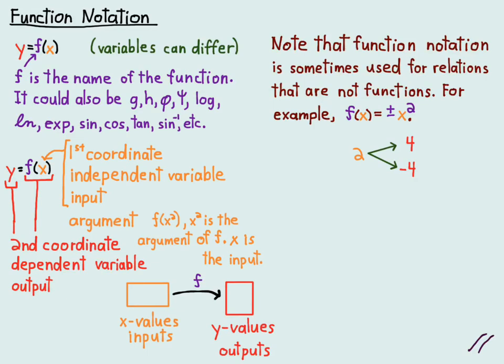Because if I plug in 2 for x, I get plus or minus 4. Right? Just plug it in here, 2. That's 4 plus or minus 4. So the input of 2 corresponds to 4 and minus 4, and that's not a function, because the input has to go to exactly one value. So the plus and minus is what messes this up. So it's not a function, but I could still write f of x equals plus or minus x squared, and it still makes sense.